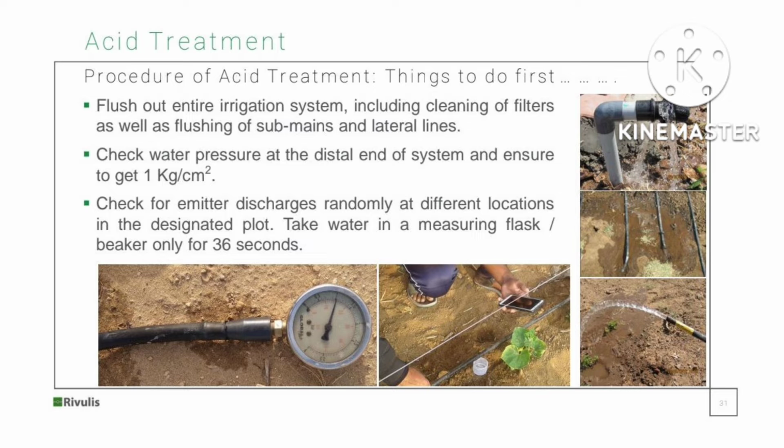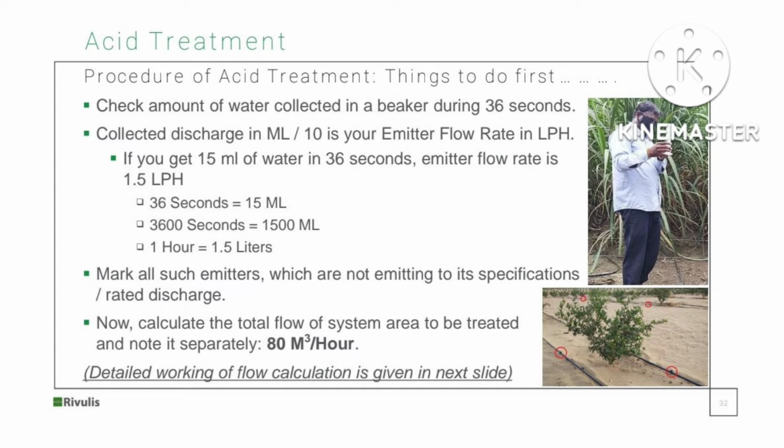Take water in a measuring beaker for only 36 seconds. Check the amount of water collected in the beaker during 36 seconds. Collected discharge in ml divided by 10 is your emitter flow rate in LPH. If you get 15 ml of water in 36 seconds, emitter flow rate is 1.5 LPH. 36 seconds is equal to 15 ml, 3600 seconds is equal to 1500 ml, 1 hour is equal to 1.5 liters.